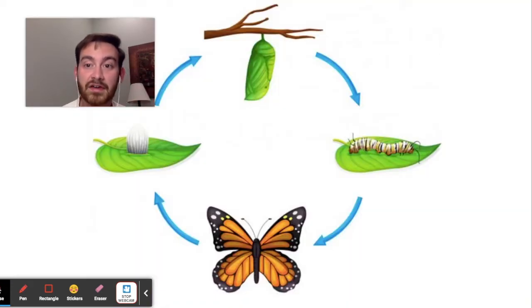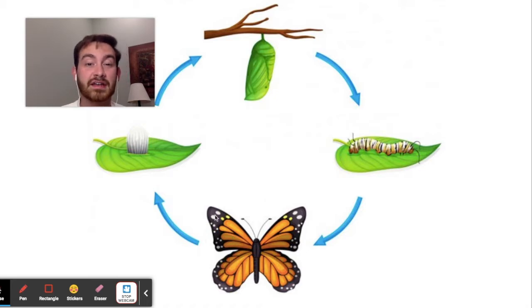So we have a butterfly life cycle on the screen. And as you see right here, it starts as a chrysalis on the branch. You've probably seen one of these in your yard before. And it stays in that chrysalis for quite some time, and then it emerges into a caterpillar. And that caterpillar then transitions into what we know as the butterfly. And that butterfly reaches its adult stage.